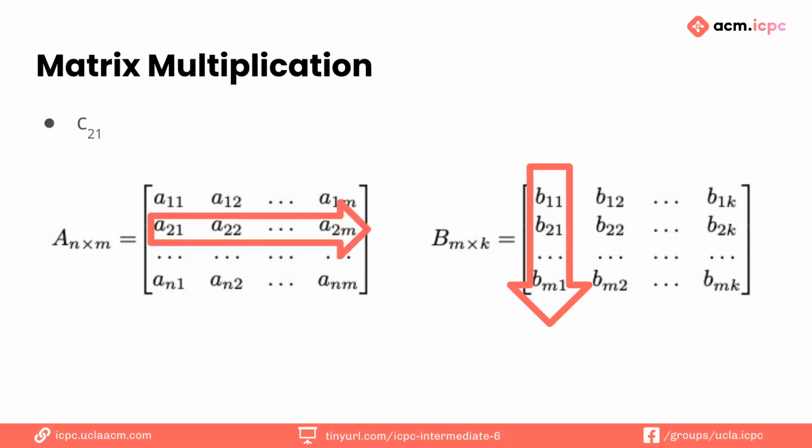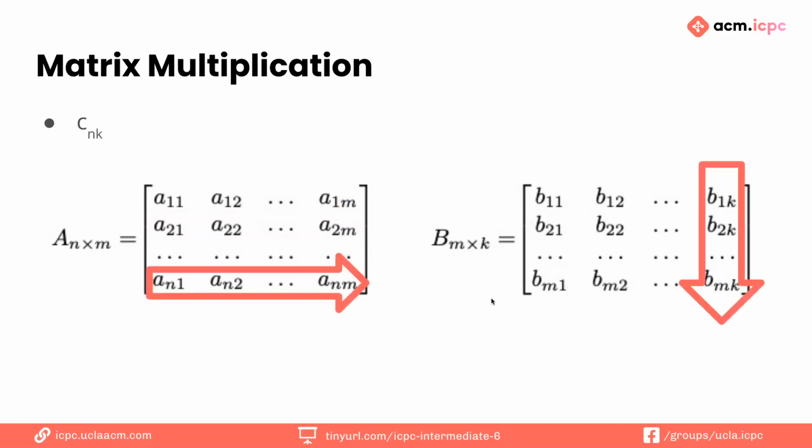And similarly, we can do this process for C21. And we need to take the second row of A and the first column of B. And eventually we get to Cnk, that is the nth row of A and kth column of B.